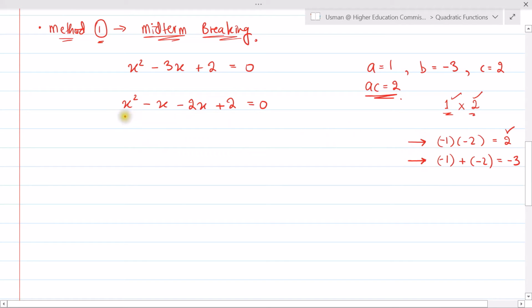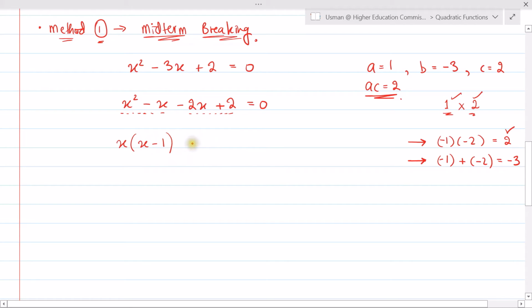Now, looking at two terms at a time, the first two and the last two. And now you actually have to spot a common factor in both of these pairs of terms. So what's the common factor between the first two terms? It's only going to be x. So what do I have inside the brackets? It's going to be x minus 1.